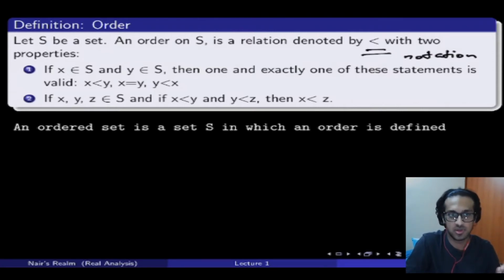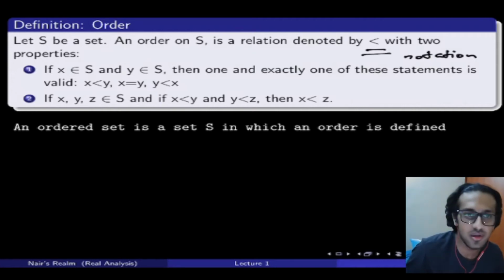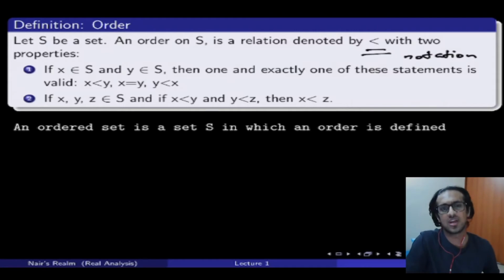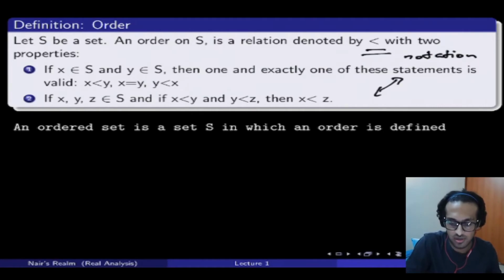That's the first property. The second property is that if I have three elements x, y, z in a set S, and x precedes y and y precedes z, then x precedes z. This is commonly called the transitivity property, and you would have all come across this in some shape or form before. So just to repeat, if a relation less than satisfies these two properties, then it can be termed as an order.